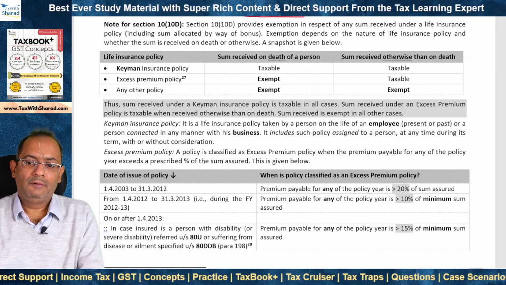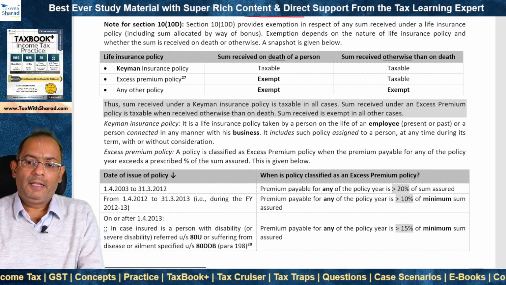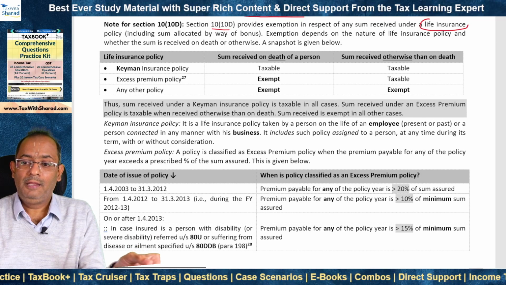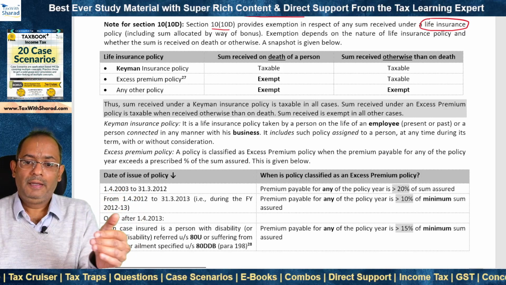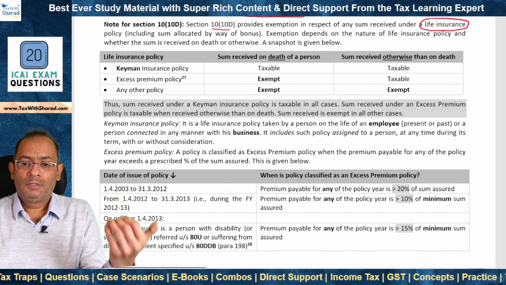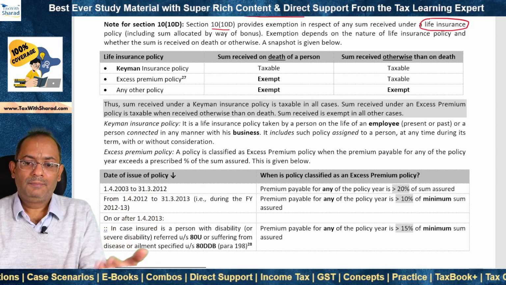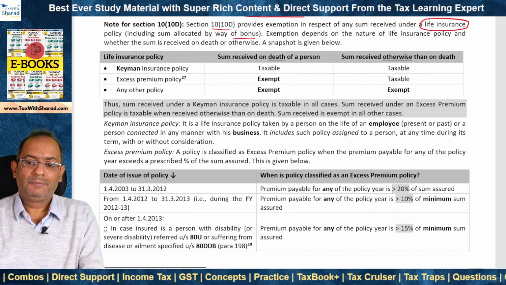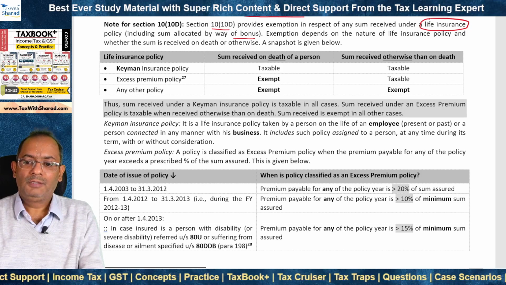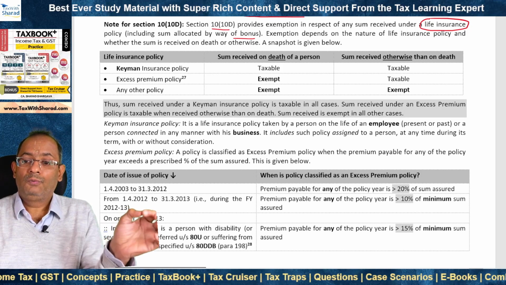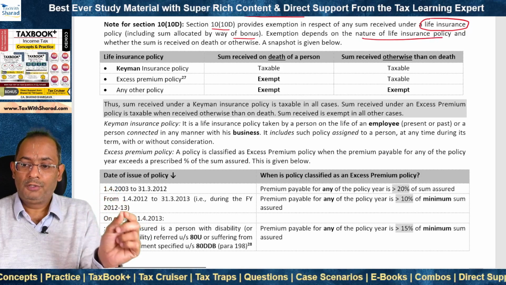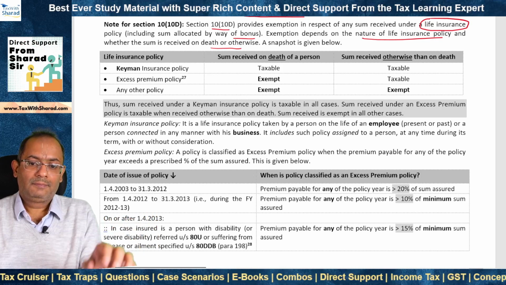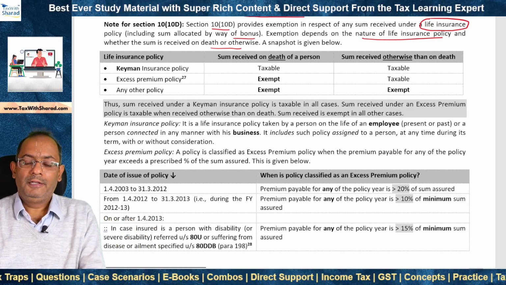So as we noted above, section 10(10D) provides exemption in respect of any sum received under a life insurance policy, right? So when the policy matures, then the assessee receives a sum, and he may also receive a sum by way of bonus. This is also exempt. So section 10(10D) is the exemption section. The exemption depends on what? It depends on the nature of life insurance policy and whether the sum is received on death or otherwise. Okay. Now there can be three kinds of policies.